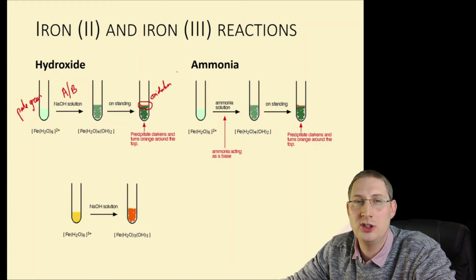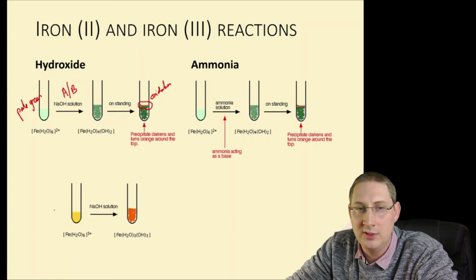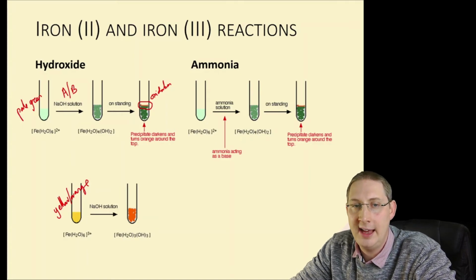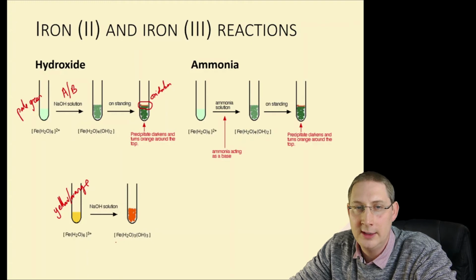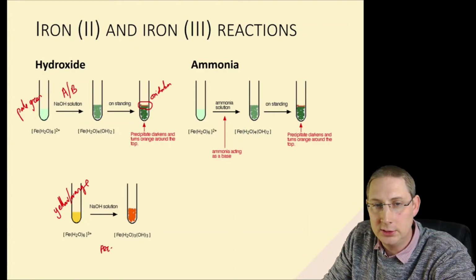If we add sodium hydroxide to an iron 3 solution, which is a sort of yellow-orange colour, then again we form a precipitate. This one is orange. Again, notice that the precipitate is neutral.